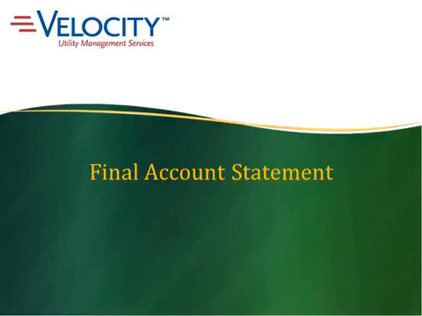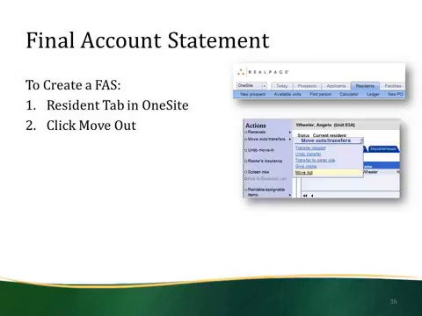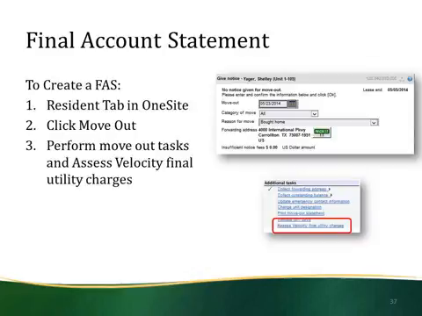Next, let's discuss the final account statement and how to print the FAS on MoveOut. First, you should navigate to the Residents tab in OneSite. From there, select the Move Out option. As part of your Move Out tasks, you will assess Velocity final utility charges.